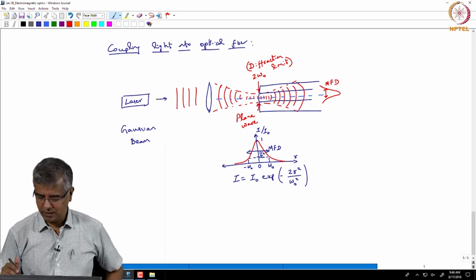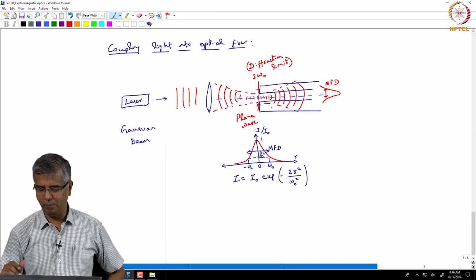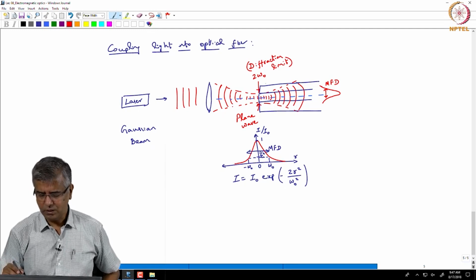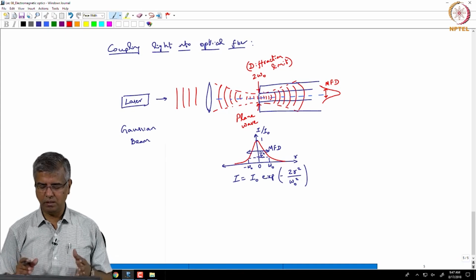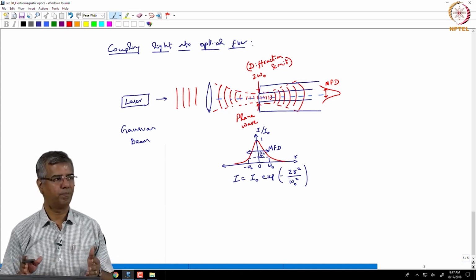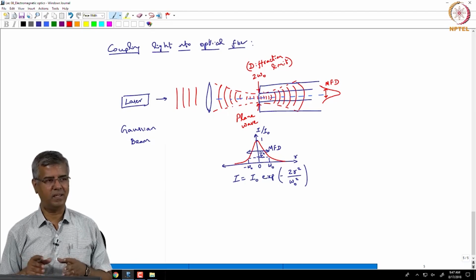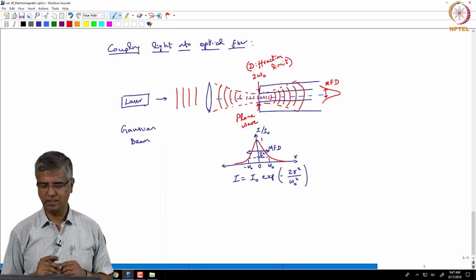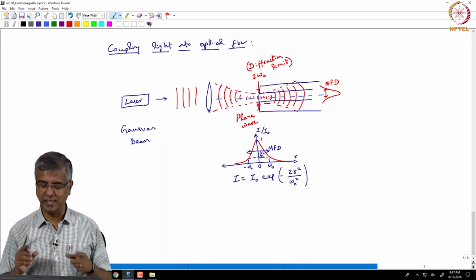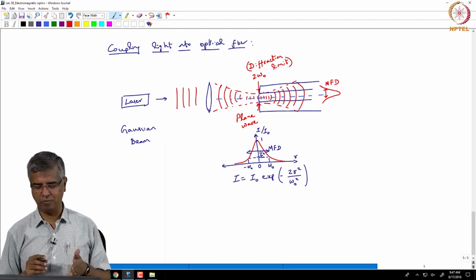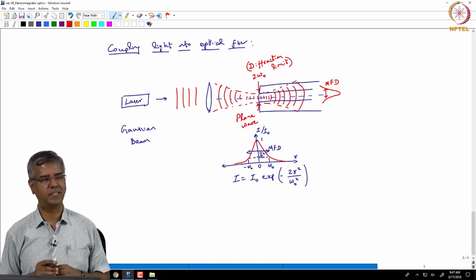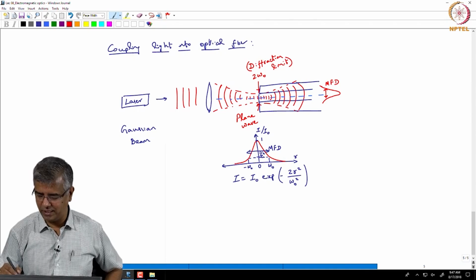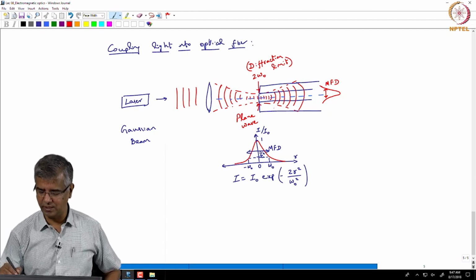The other part that is typically important is the range over which the focused beam maintains a near planar wavefront. I say near planar because it can be a plane wavefront only at the center, but it's close to a planar wavefront around the center. That is actually defined by a parameter called the Rayleigh range. So what is the Rayleigh range?